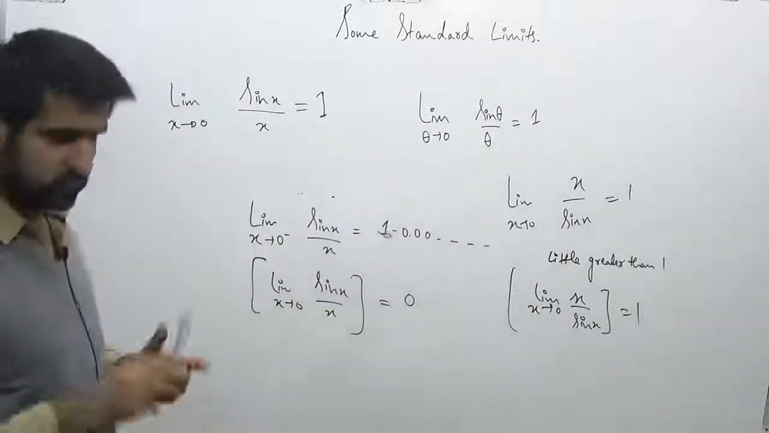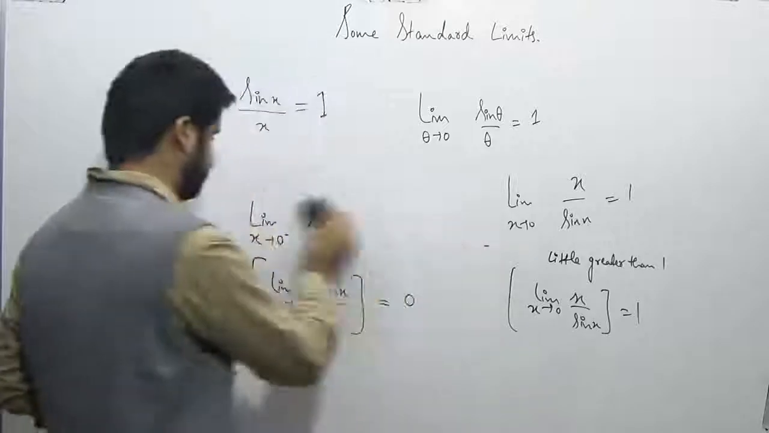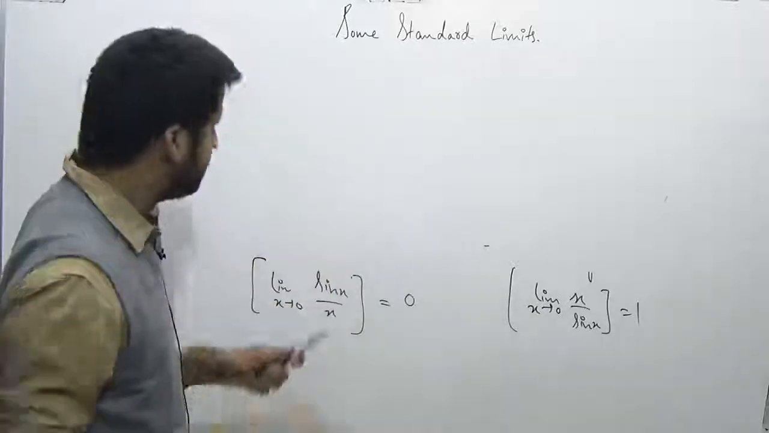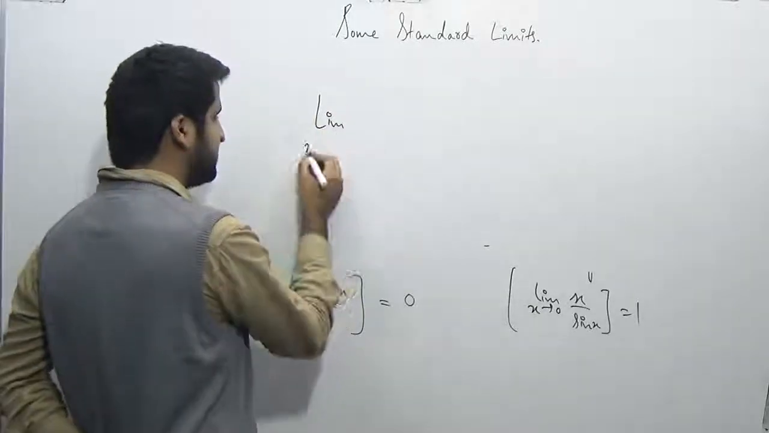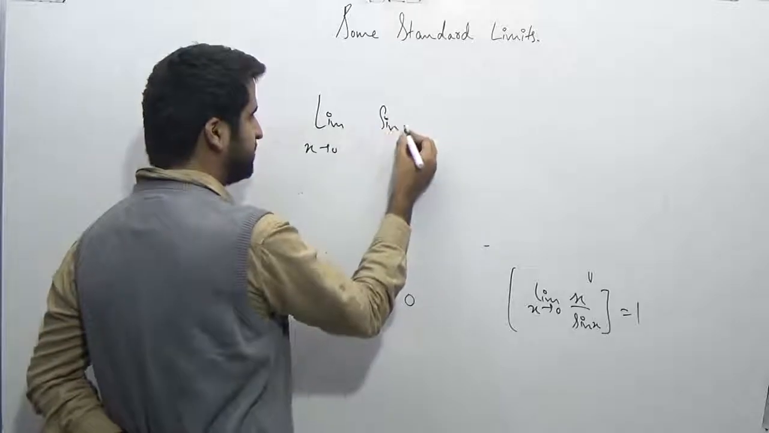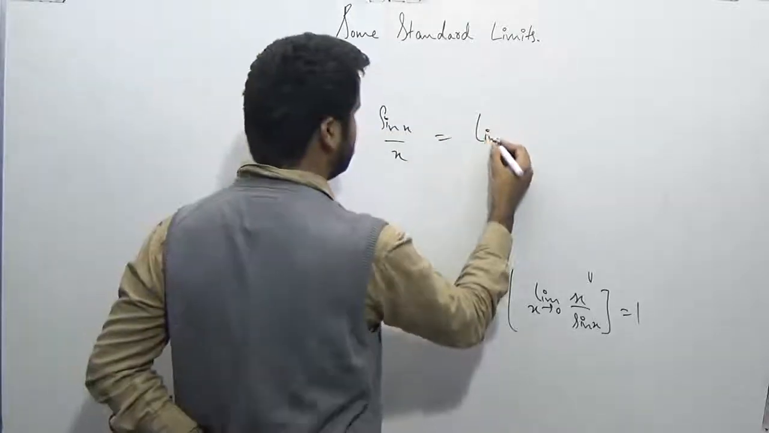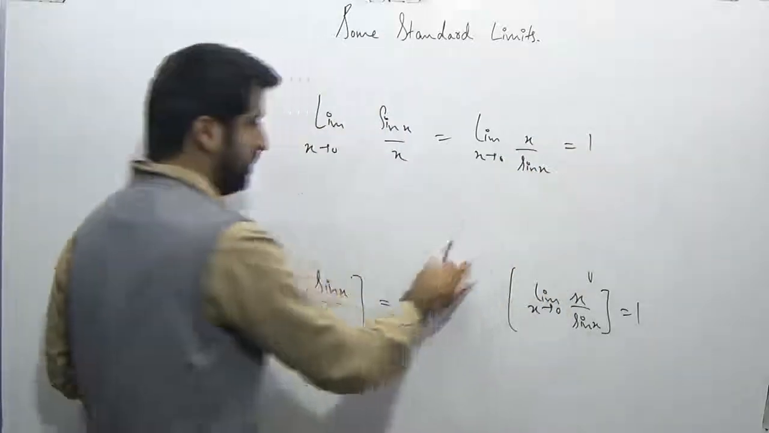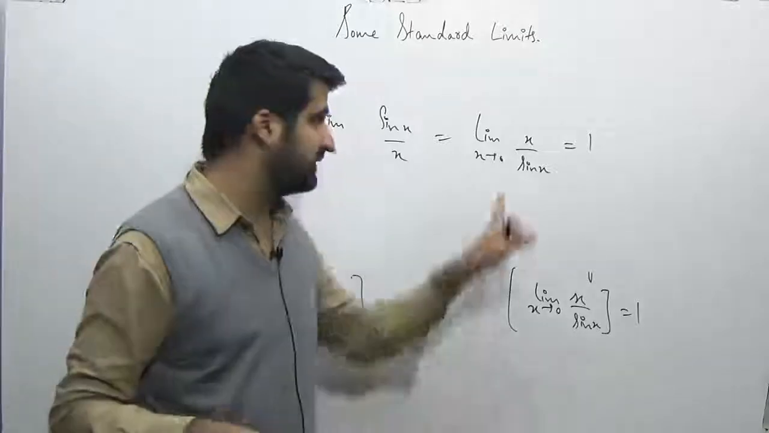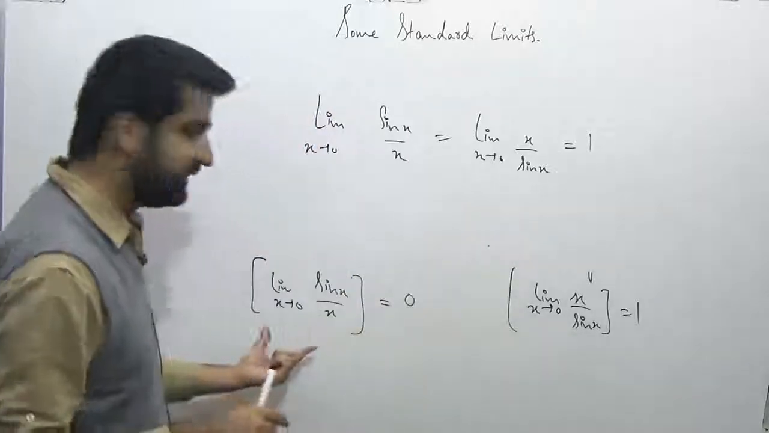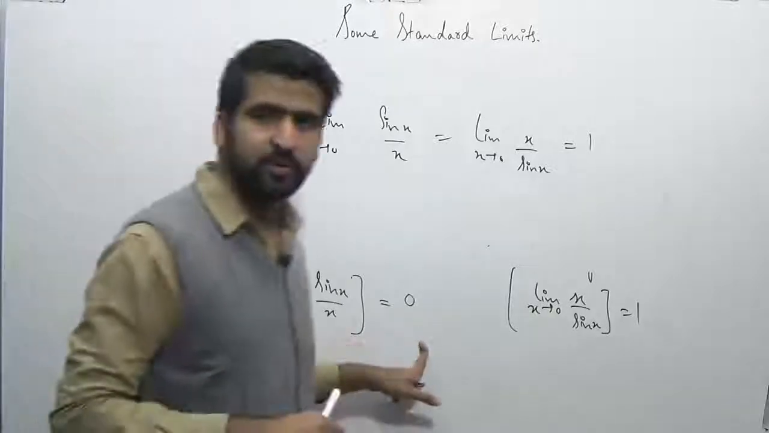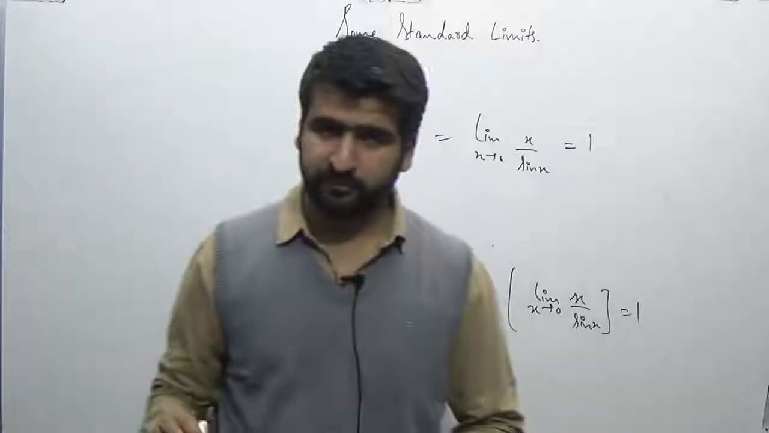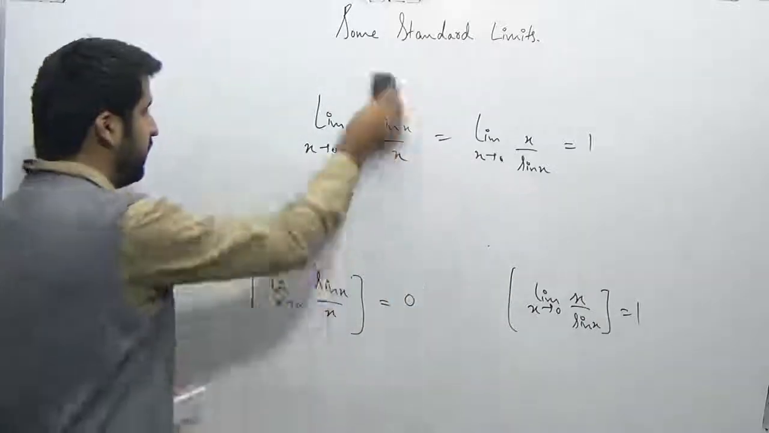Okay, no doubt. What I'm trying to tell here is that you need to note these 3 important things: no doubt limit x tends to 0 sine x upon x is equal to limit x tends to 0 x upon sine x is equal to 1. But this one is a little less than 1 and this one is a little greater than 1. That's why when I take the greatest integer function of sine x upon x, this will come out to be 0, and the greatest integer function of x upon sine x will come out to be 1. So that's the thing which you need to note.